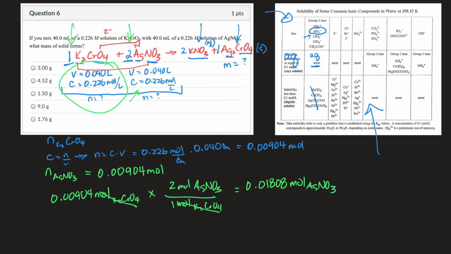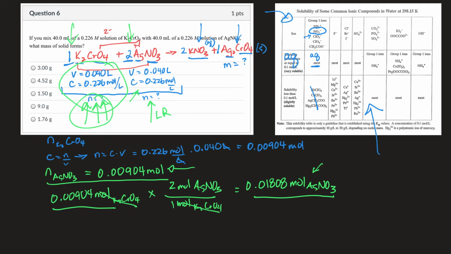So my logic here is, if I have this many moles of potassium chromate, I need this many moles of silver nitrate. But when I look, I only have that many moles. I don't have enough. Therefore, the silver nitrate is my limiting reagent. I've got plenty of the other one. When the reaction happens, I'm going to have excess of it. There'll be some of this left over, but the silver nitrate will get all used up. Okay, so that's my limiting reagent.